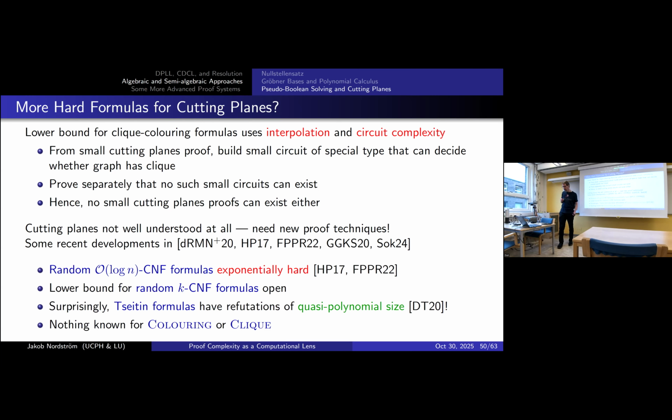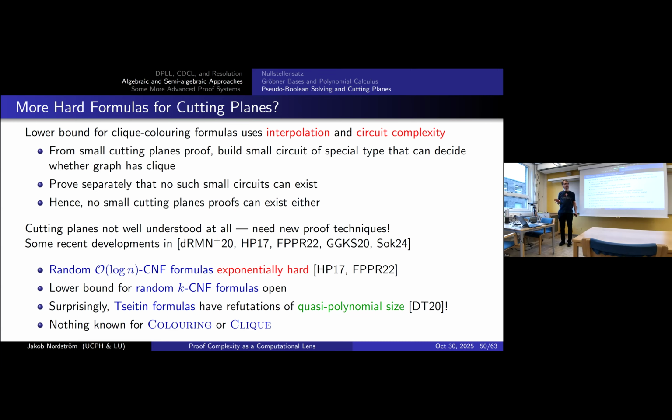But just to mention some recent developments and open problems. Random k-CNFs we saw are hard for both resolution and the polynomial calculus for constant k. For cutting planes, we have exponential lower bounds for logarithmic width, but it's a big open question to get this down to, say, random 3-CNF formulas or even random k-CNF for any k, even for k being 1,000,000. It would be amazing to prove a lower bound for cutting planes.